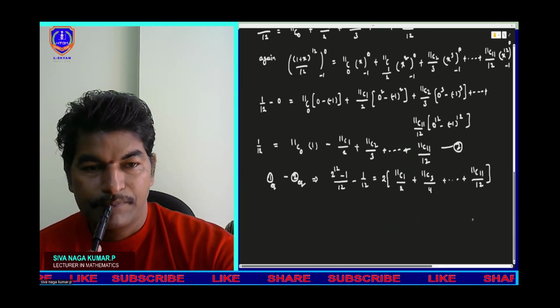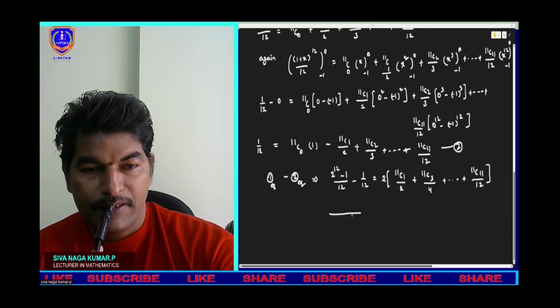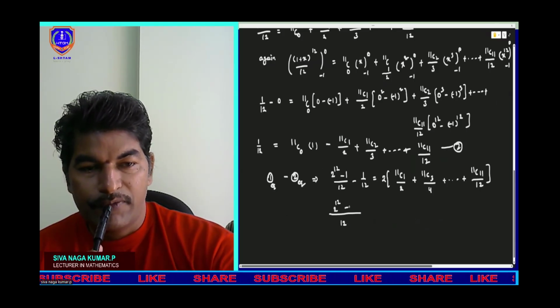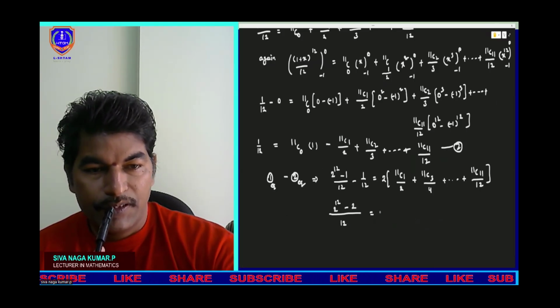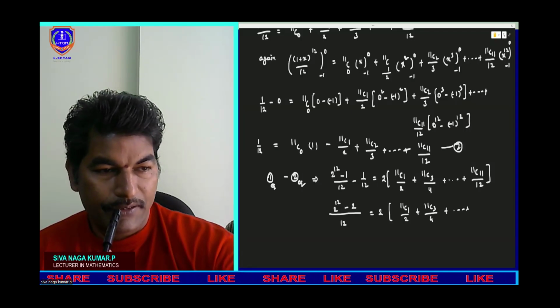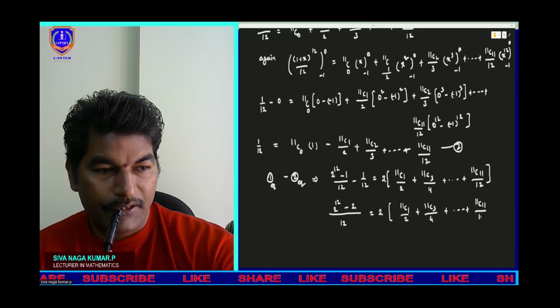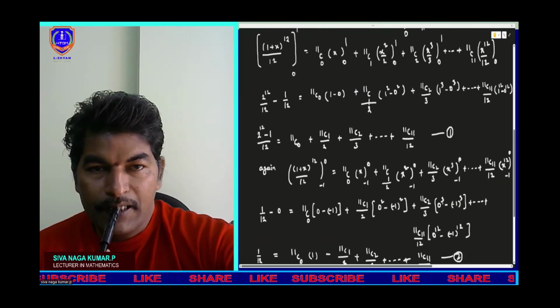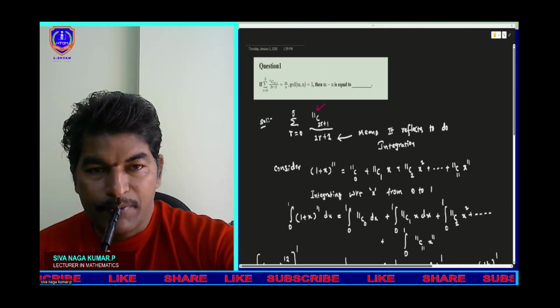Okay. And we will perform LCM here on the right hand side. And it will be 2 power 12 minus 2 equal to 2 times of 11C1 by 2 plus 11C3 by 4 plus and so on plus 11C11 by 12. Okay, the right hand side, now check the problem.